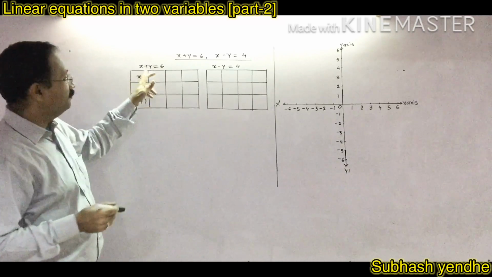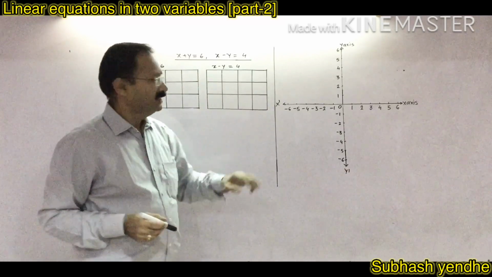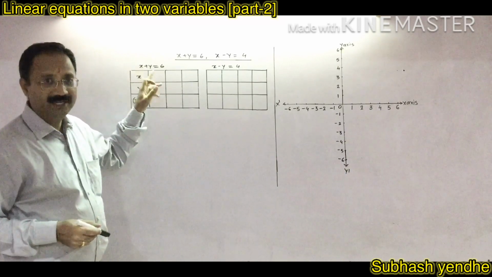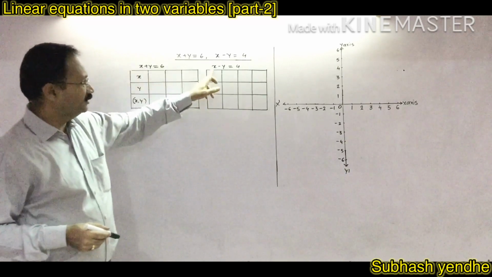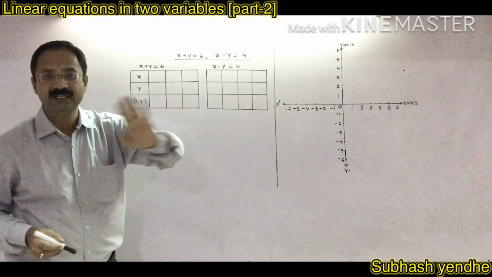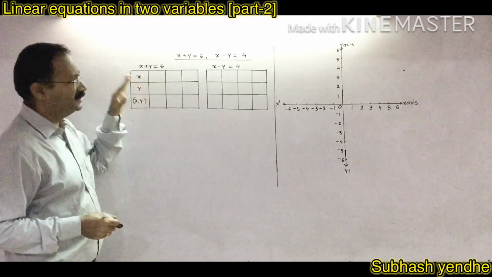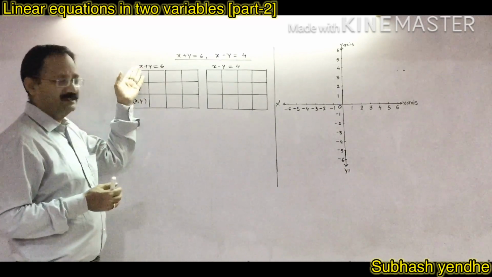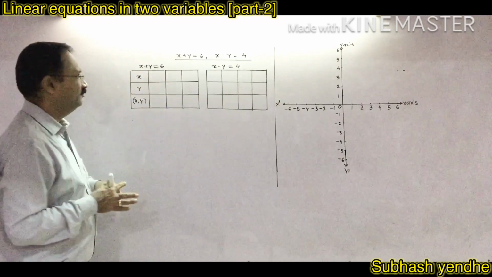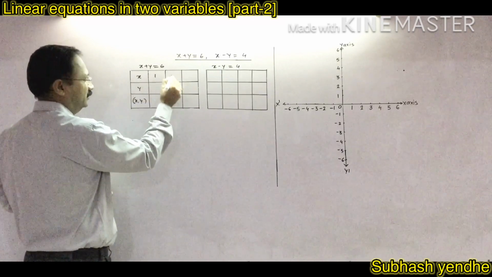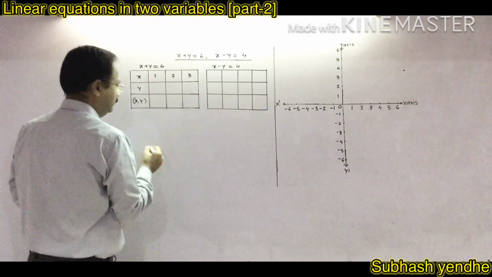Now observe these two equations. x and y don't have any coefficient. For this one also, x and y don't have any coefficient. So it is very simple to solve this one. You can take any value for x or y. Here I am going to take the values of x as 1, 2 and 3.